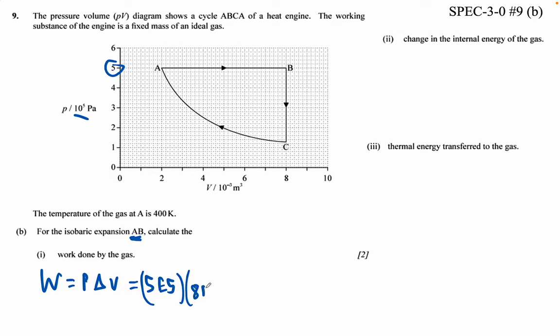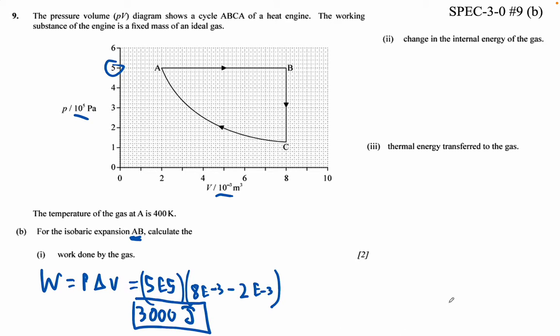So 8E-3 minus 2E-3. Okay? Well, let's calculate that. It's going to be a positive work, because it expands. So 5E5 times (8E-3 minus 2E-3), and I get 3,000. And that is the correct answer.